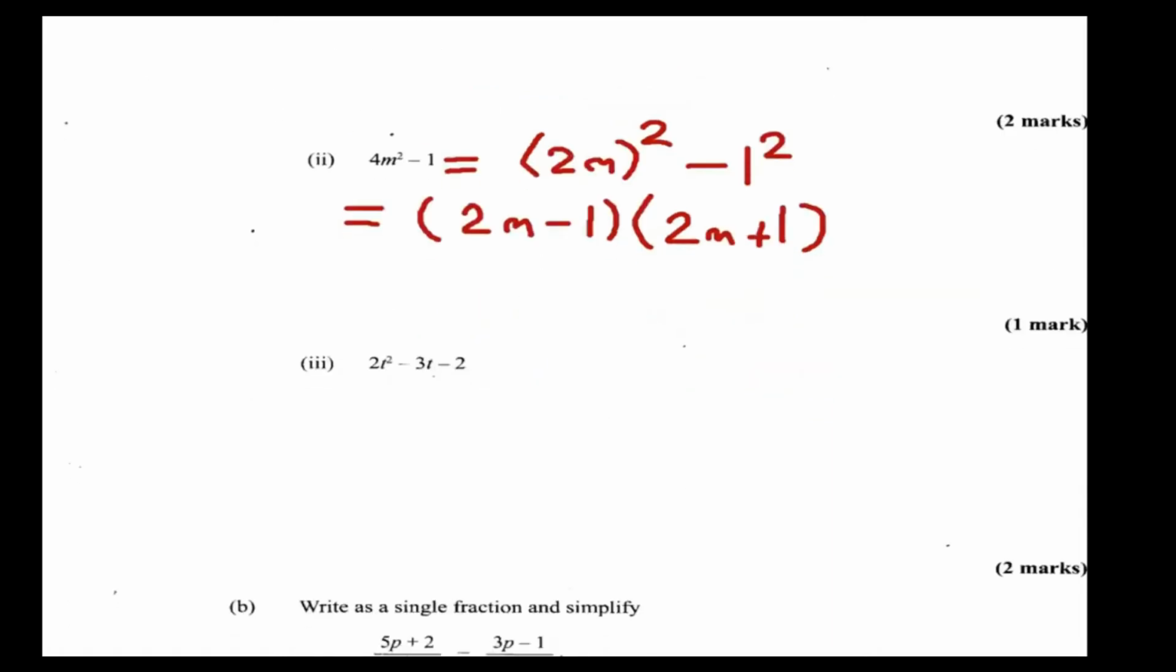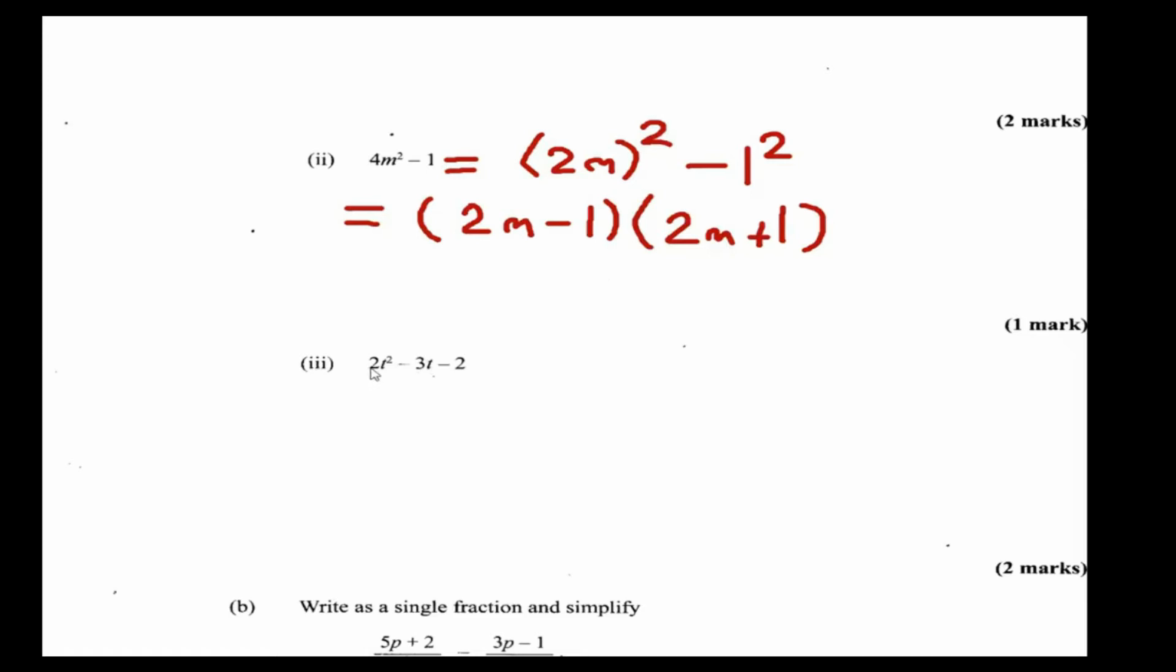Now looking at part 3. To do part 3, we have a quadratic expression. And for this quadratic expression, what are we asked to do? To factorize it. To factorize it, first thing we need to convert it from 3 terms to 4 terms. And in order to do that, we need to ask ourselves which two numbers, when we multiply them, we get the product of a times c. When we add them, we get the coefficient of the middle term, which is b.